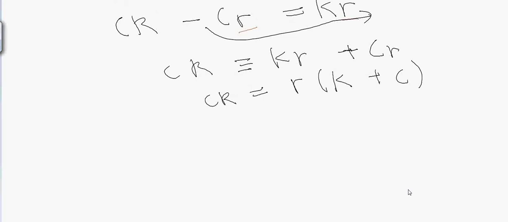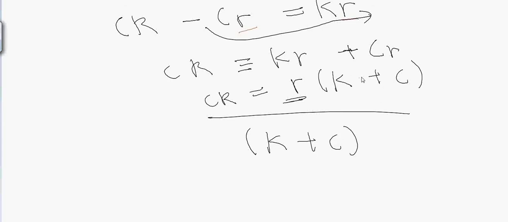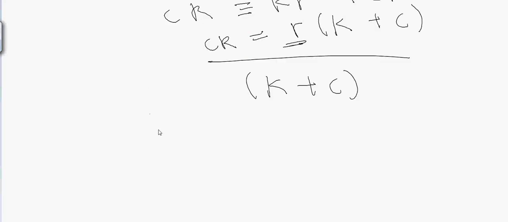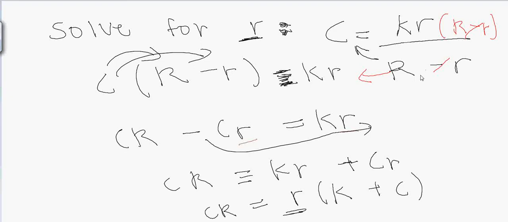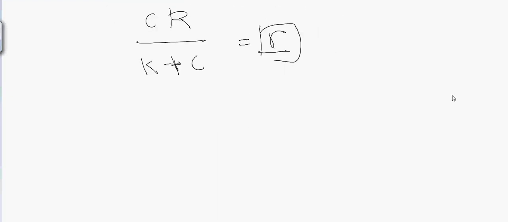Okay, r times (k plus c), and then you want to isolate r. You want this by itself, so you can divide the whole thing by k plus c. Now you see over here, this drops out because it's r times (k plus c) over (k plus c). Because the numerator binomial is the same as the denominator binomial, it's just equal to 1. So you're left with cR over (k plus c) equals r. Now you have isolated the variable r from the original equation, c equals kr over capital R minus lowercase r, and that would get you a full grade on the test.